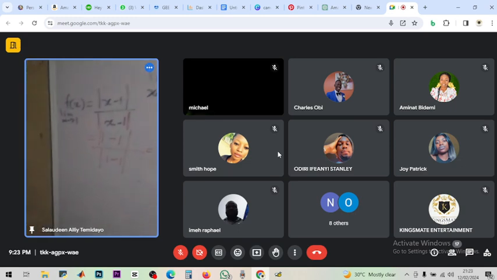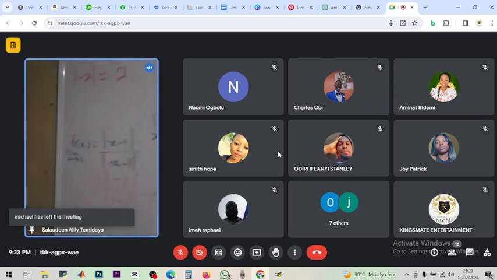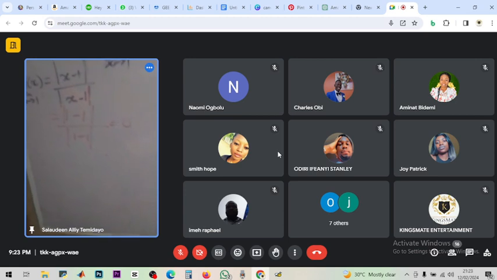If it was 2, there is a limit, which is 2. If it was 3, there is a limit, which is 3. Now, there is no limit because it is 0. So the limit does not exist. That's what we mean by that. So did we get that?